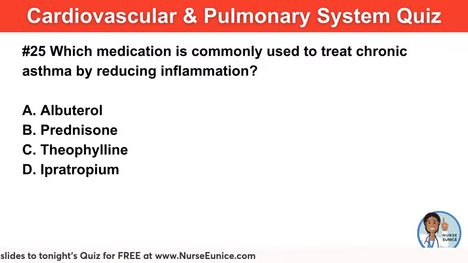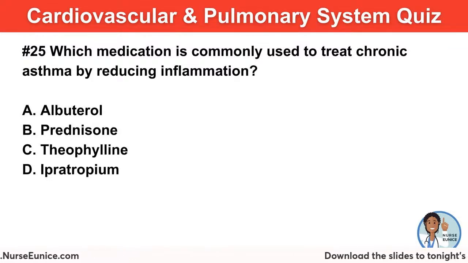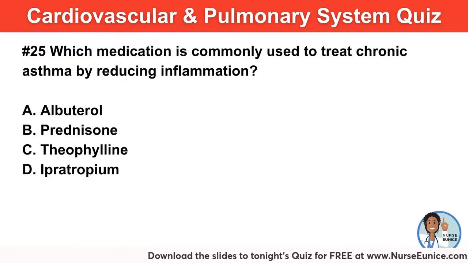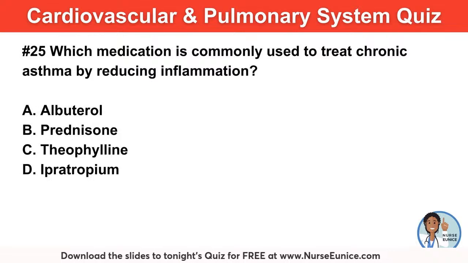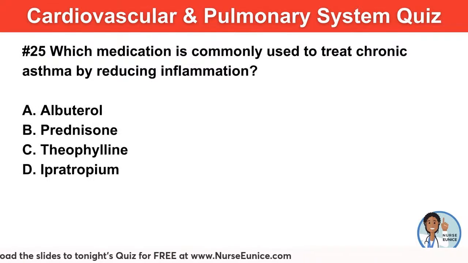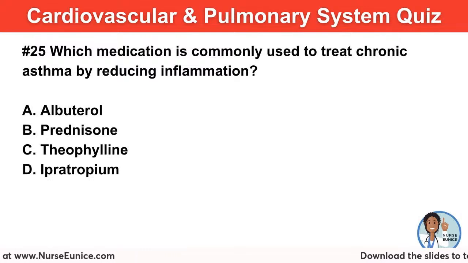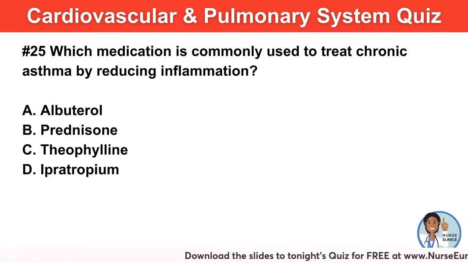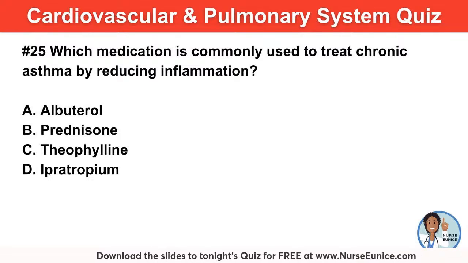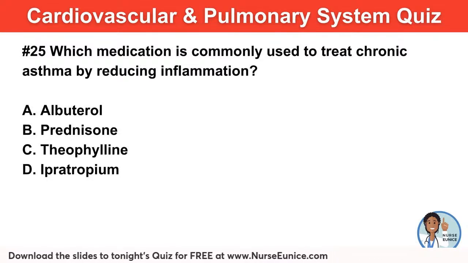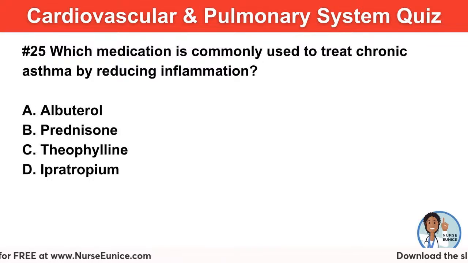And 25, you all, which medication is commonly used to treat asthma by reducing inflammation? Keyword, inflammation. Is it albuterol, prednisone, theophylline, or ipratropium? We want to decrease swelling. What do we use? I see A's, I see D's, but Shinma, she has it.